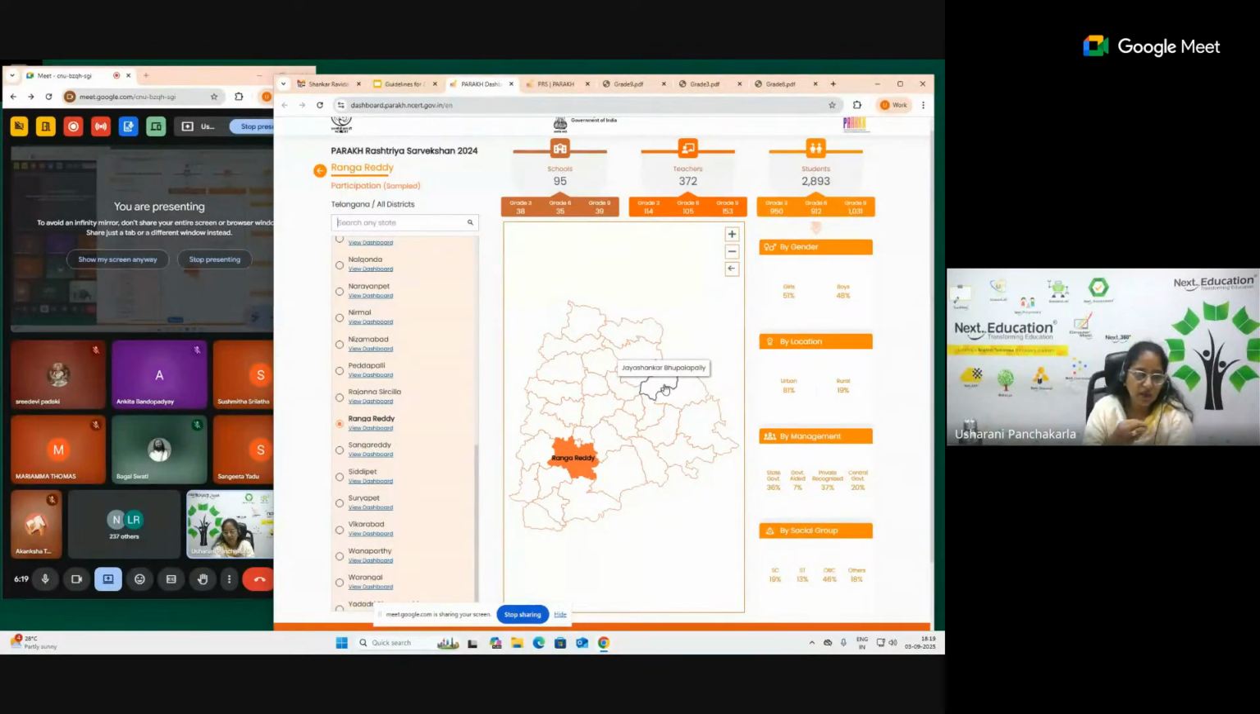But again, some of the schools are not in favor because they are still with the traditional or conventional method of assessments. So still they're going with it, but slowly it will take some time. The transition phase is what is happening right now.